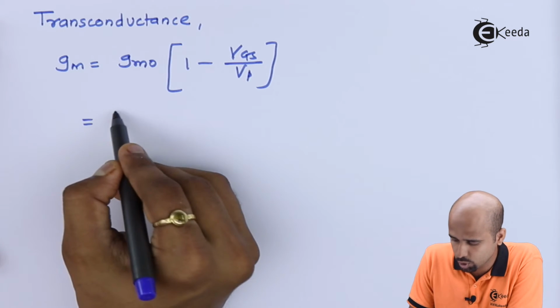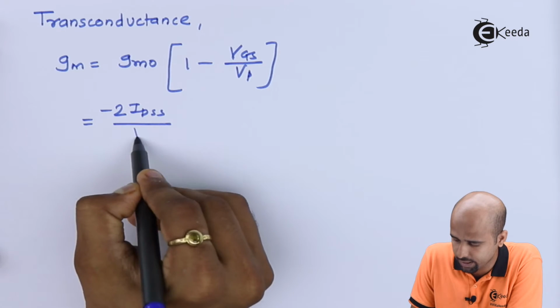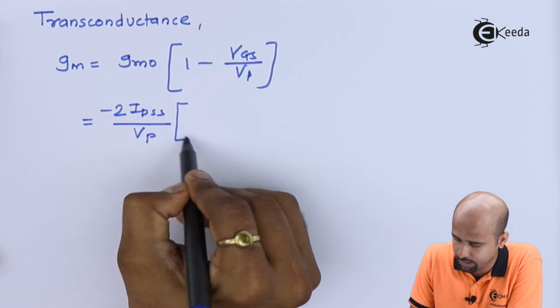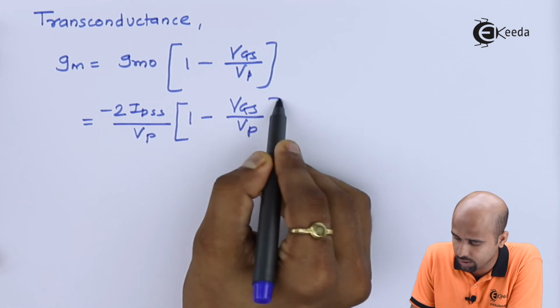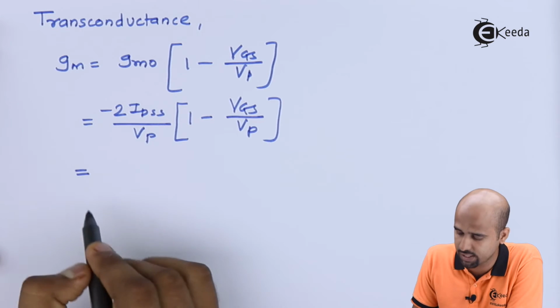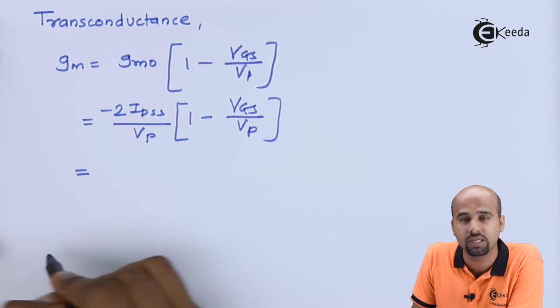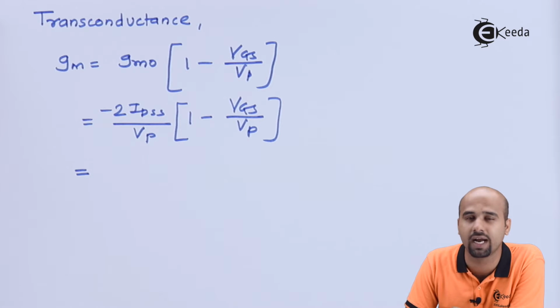What's the value of GMO? GMO is minus 2 IDSS divided by VP multiplied by 1 minus VGS divided by VP. Now all values are known to us. We will just put all the values and then we'll find the value of GM. Just take a pause for 3 to 4 minutes and calculate all the values of GMO, 1 minus VGS upon VP, and club together to get the value of GM very quickly, and then come back.